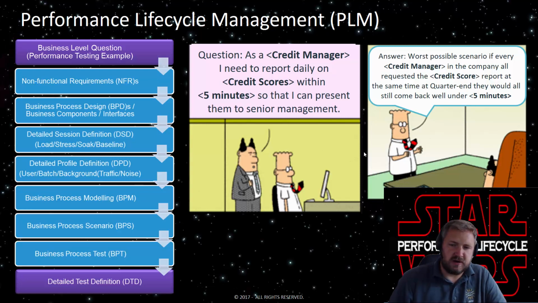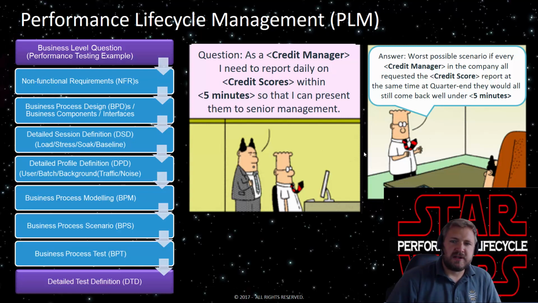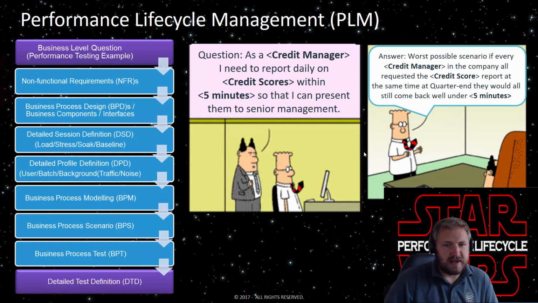So we showed at the start with Dilbert coming back saying he's not quite sure if the test passed or failed, but he's able to come back and give the edge case, which is the worst case scenario: every single credit manager in the organization, probably plus the organizational growth, all requesting at the worst peak time, and they'd all still come back within that time frame.